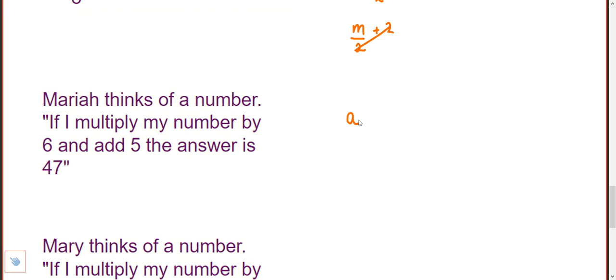I multiply the number by 6 and add 5. So what do we write? 6a plus 5. That's my expression. And then equals 47, which turns it into my equation. Okay?